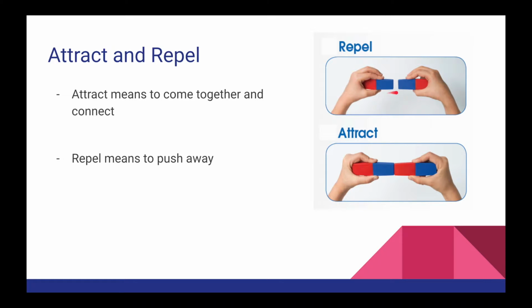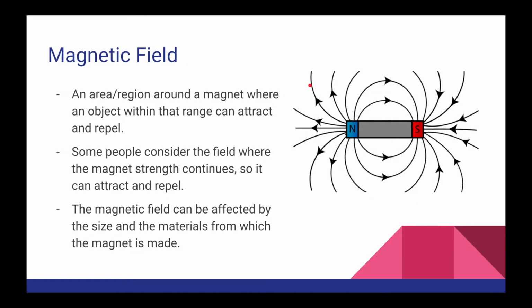Now you may notice, actually there's a really good concept. Blue and blue, why are they repelling, and blue and red attract? Well, there's a very important concept that has to be covered here. So let's talk about the magnetic field. It's an area or region around the magnet where an object within that range can attract and repel. Some people consider the field to be where the magnetic strength continues, so it can attract and repel. The magnetic field can be affected by the size and the materials from which the magnet is made.